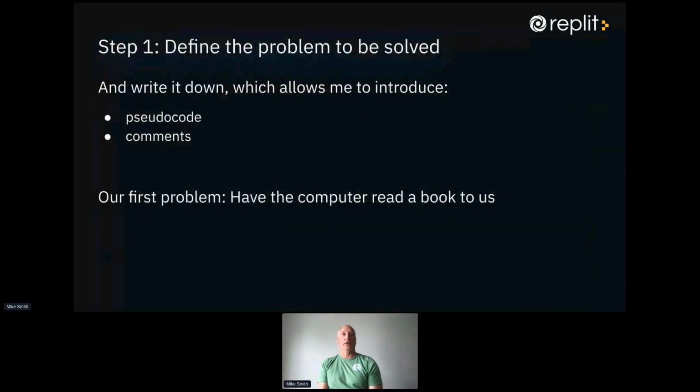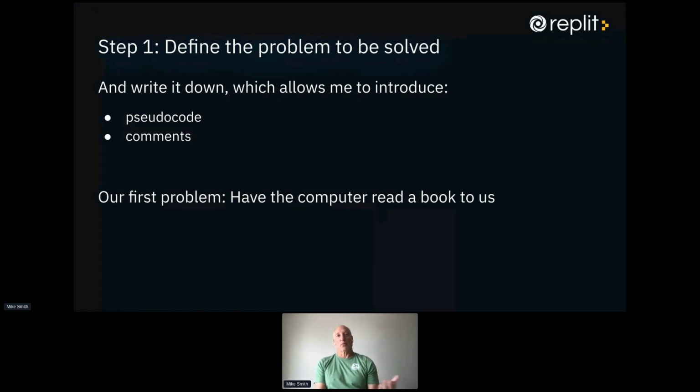And what you can do is start to define the problem to be solved, right? So I've given them a problem to be solved. The problem I actually give them here on the slide is to tell them that we want the computer to read a book to us. Now, for those of you who've been programming for a lot of years, it's basically cat on a Unix system, right? Most of them don't know that.